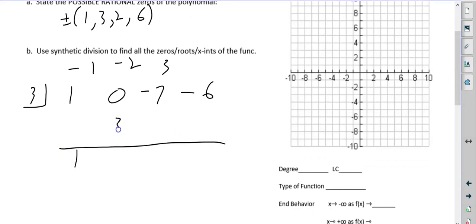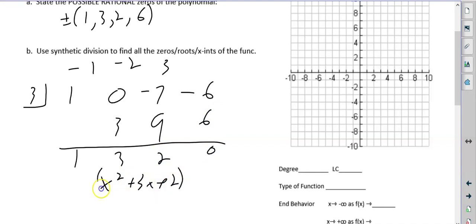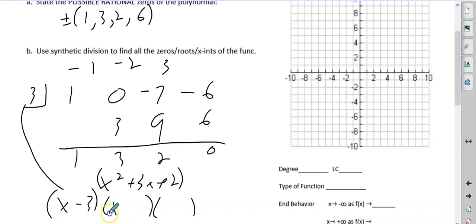Drop the 1, multiply, add straight down, multiply. I didn't multiply. 3 times 3 is 9. 9 minus 7 is 2. 6 and 0. That leaves me to x squared plus 3x plus 2, which is very easy to factor. Don't forget to bring this down. X minus 3. X and x. There's only one way to make 2, and that's 2 and 1. They add up to 3. We're done.